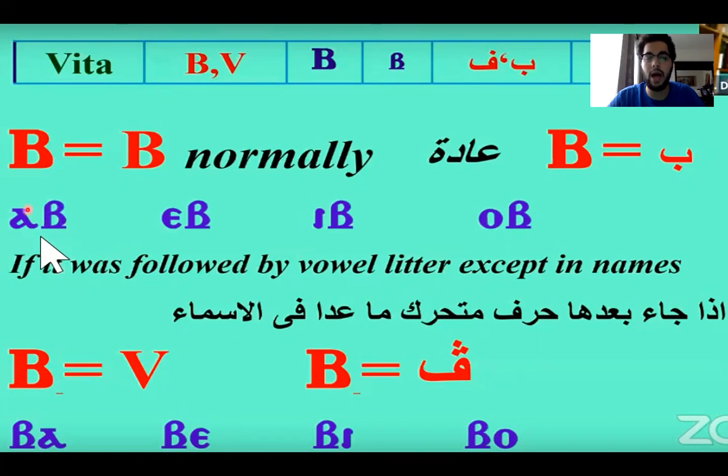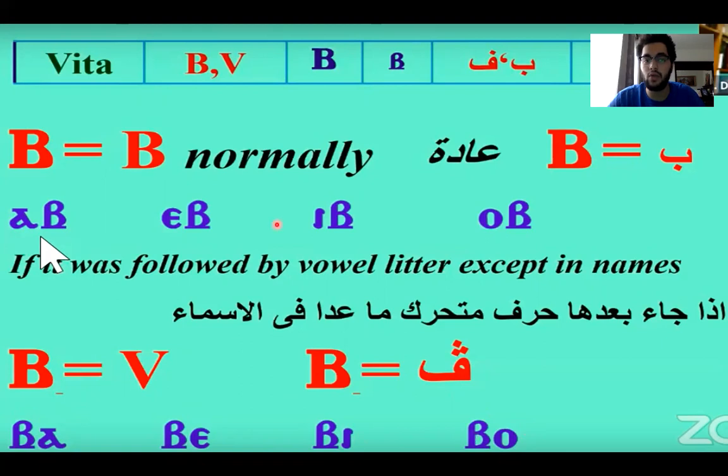So here it's Ab, Eb, Ib, Ob. See, these are the vowel sounding letters, Alpha, E, Yota, and O. Since the Vita comes after the vowel, it sounds like a B. So here it's ab, eb, ib, ob. But once it comes before a vowel sounding letter, the Alpha, the E, the Yota, and the O, and the letters that make those sounds, it turns into a V sound. So here it's va, ve, vi, vo.